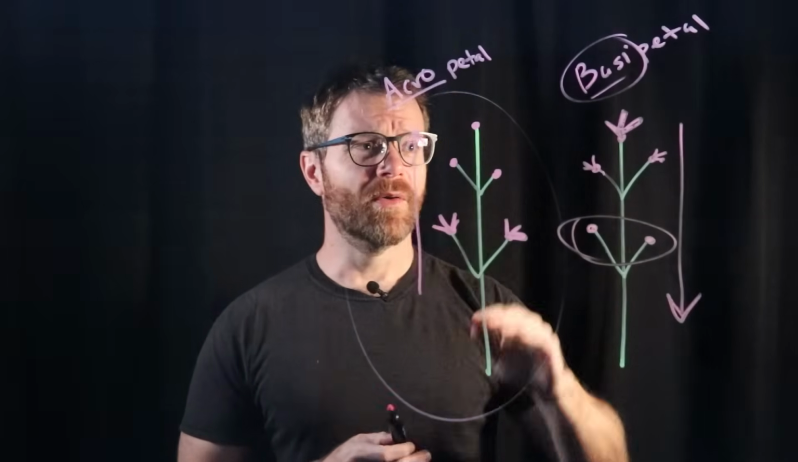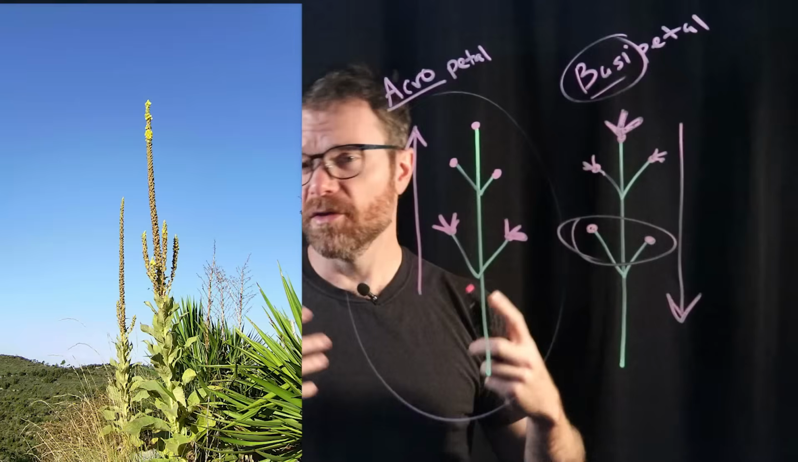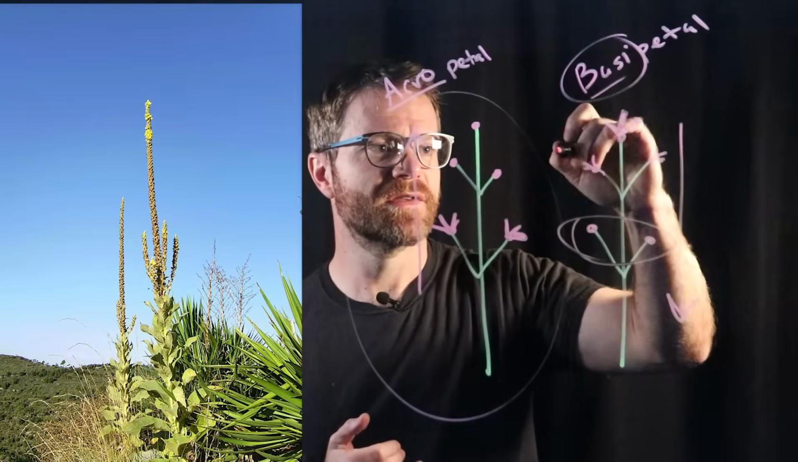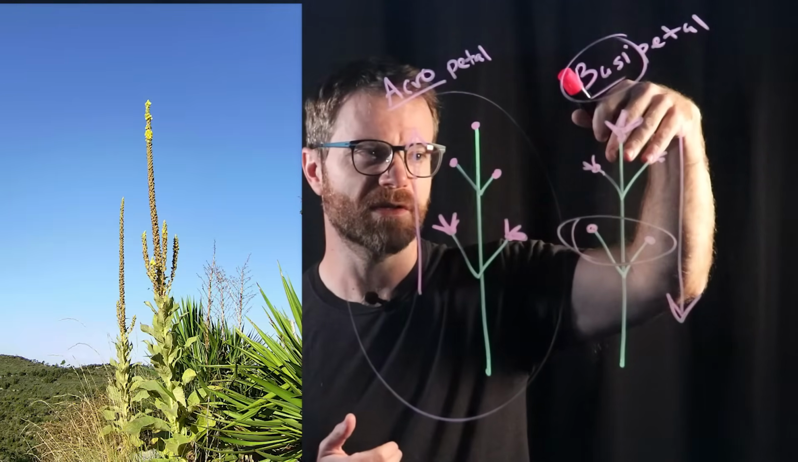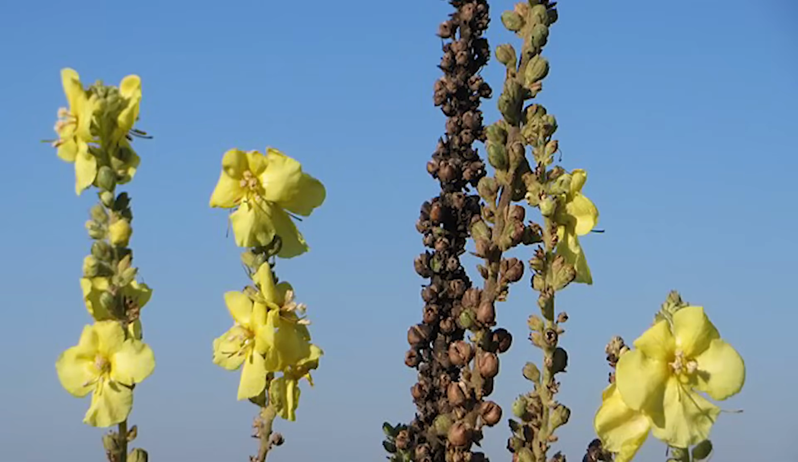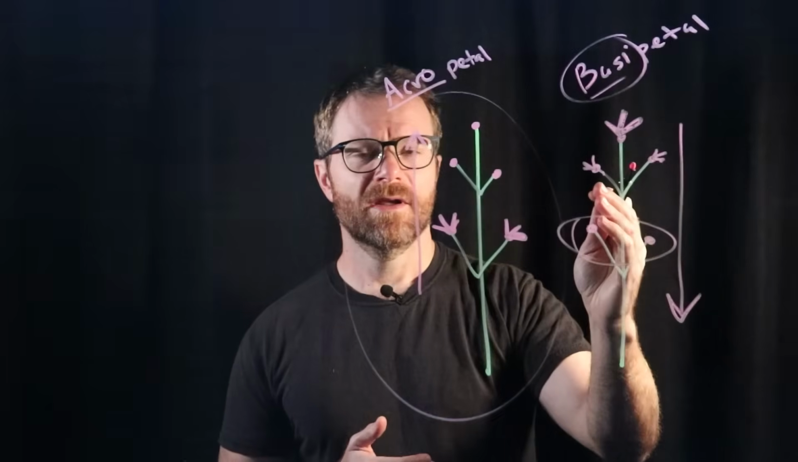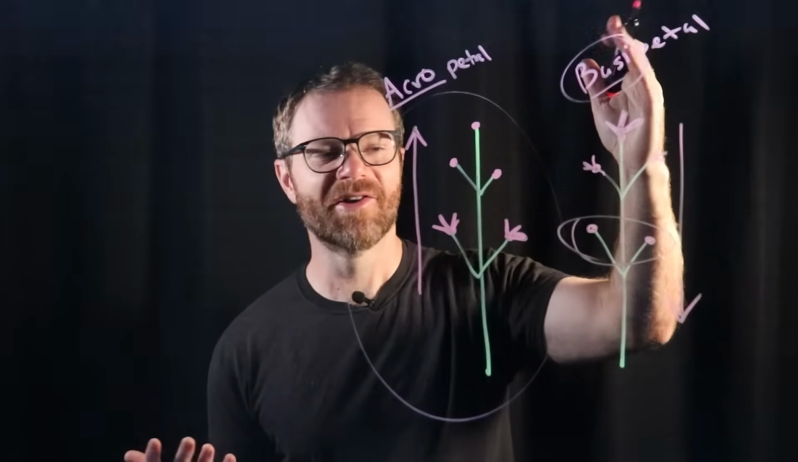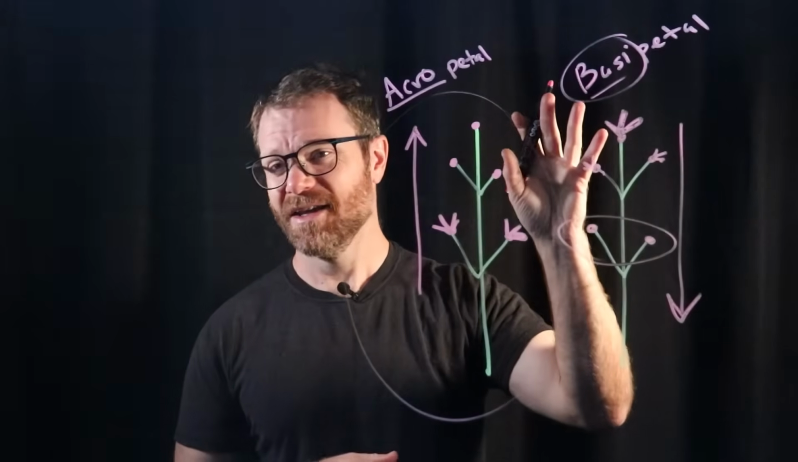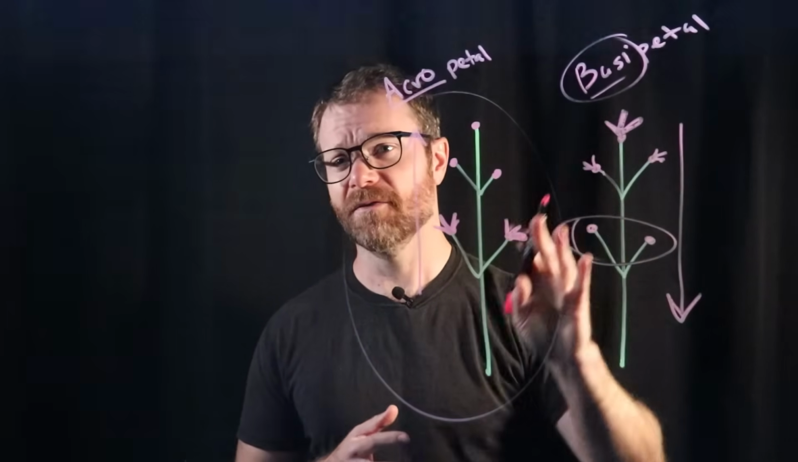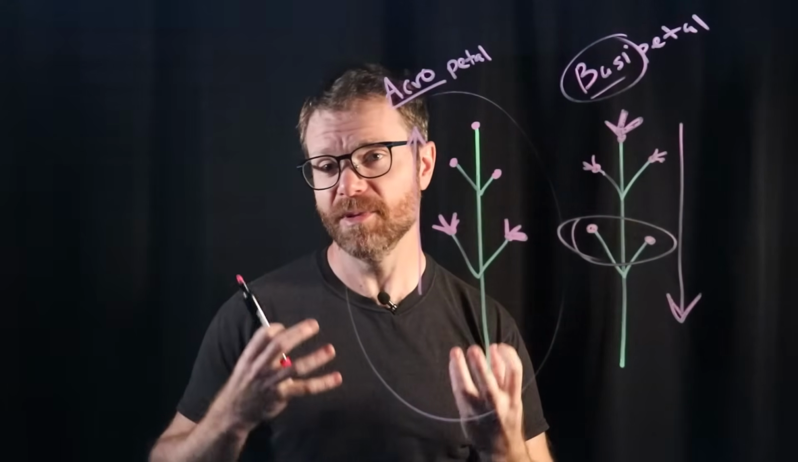A good example of a basipetal inflorescence is mullein, for example. The top buds open first, and then as the season goes along, it works its way down to the lower buds. This really only works with determinate inflorescences, right? Because if the top buds open first, you can't put up any more top buds, right? Because you're working your way down. So this is basically only found in determinate inflorescences where the number of buds have already been set at the beginning of the season.